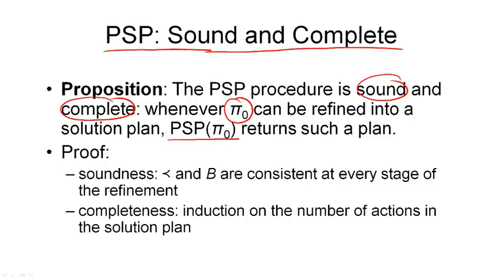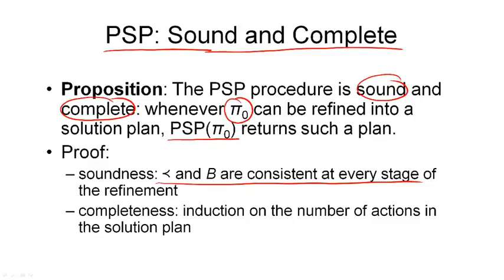The proof of this type of proposition is similar to what we've seen earlier. So we do it by induction, and as our loop invariant, we use that the ordering and variable binding constraints are consistent at every stage of the algorithm. So we maintain this as part of the main loop in the algorithm. Then we know that the planner only returns a plan if this plan is flawless. So the plan is flawless and the orderings and variable bindings are consistent, therefore it must be a solution plan.